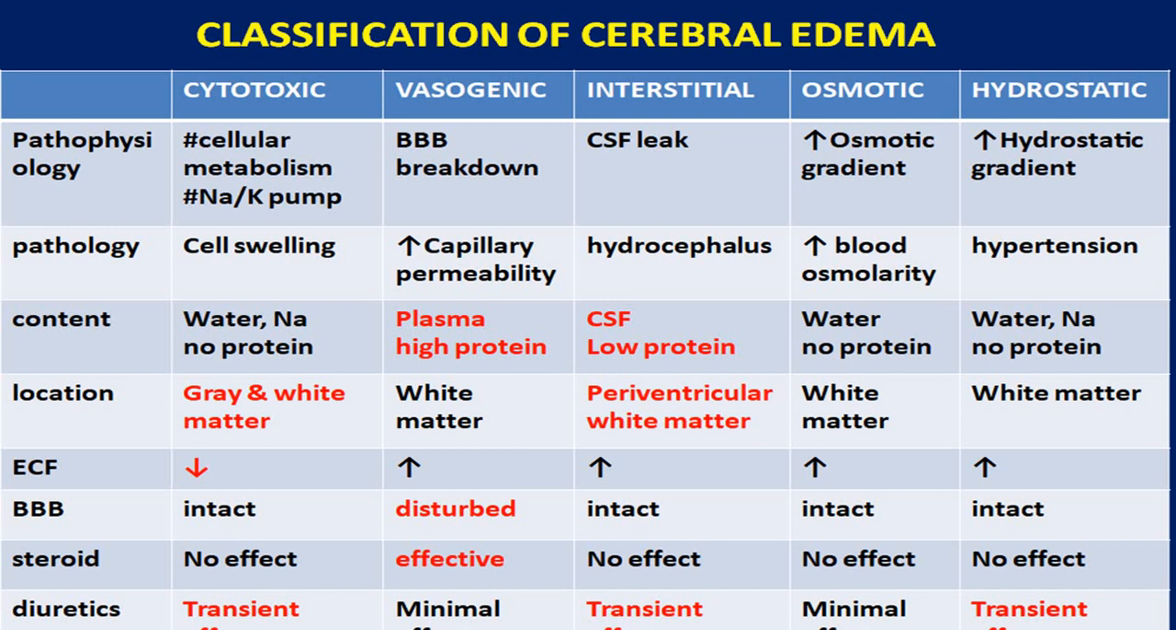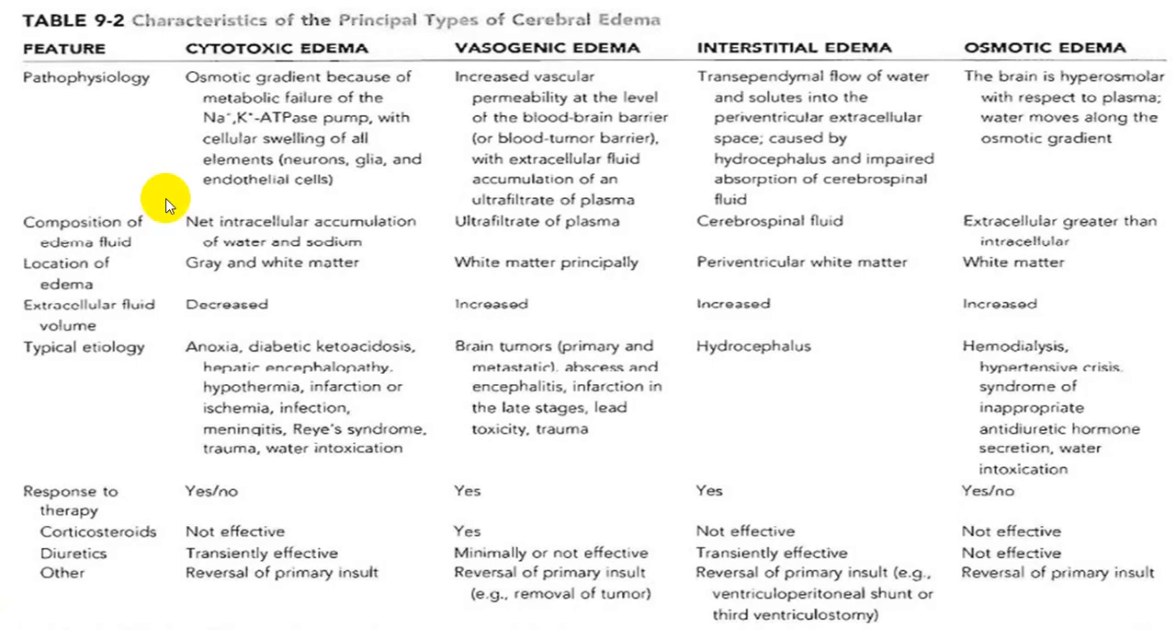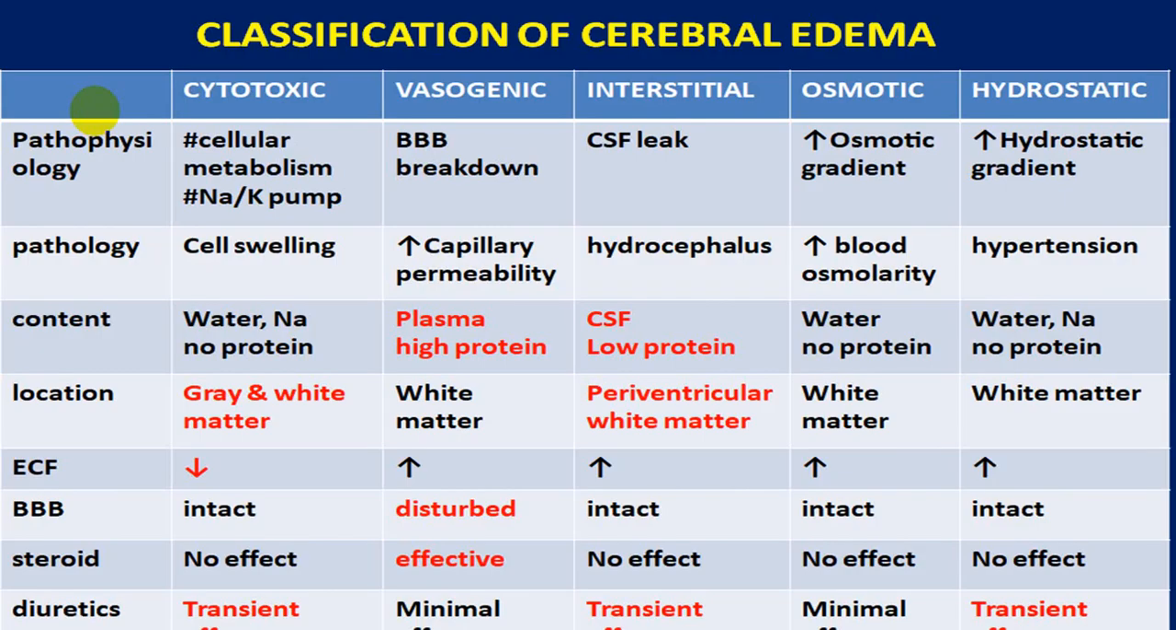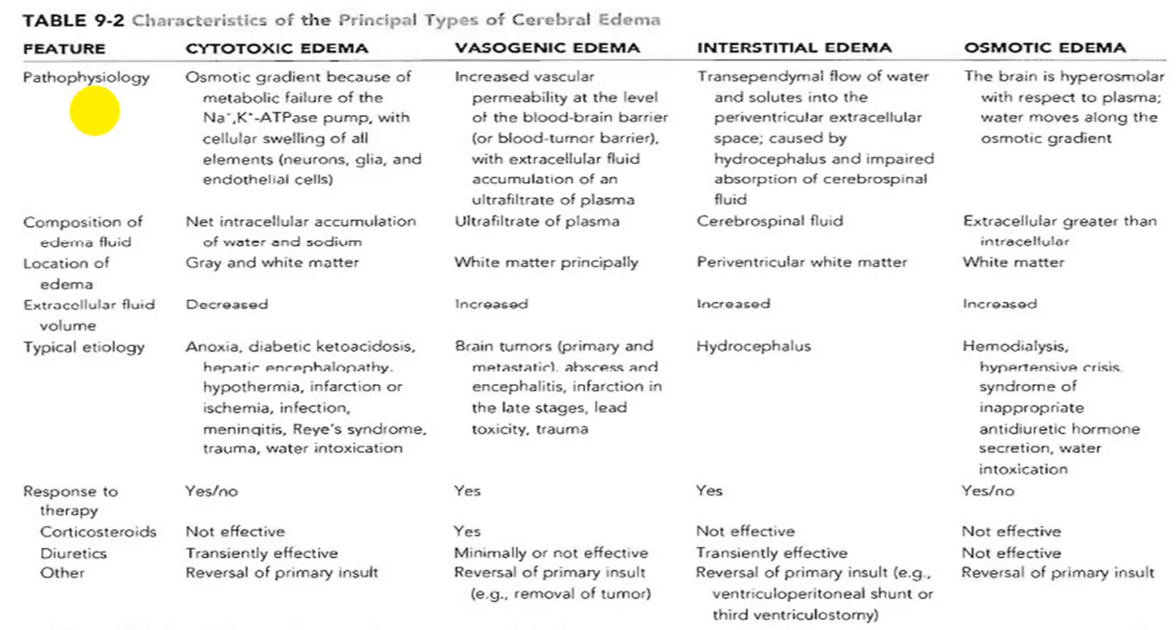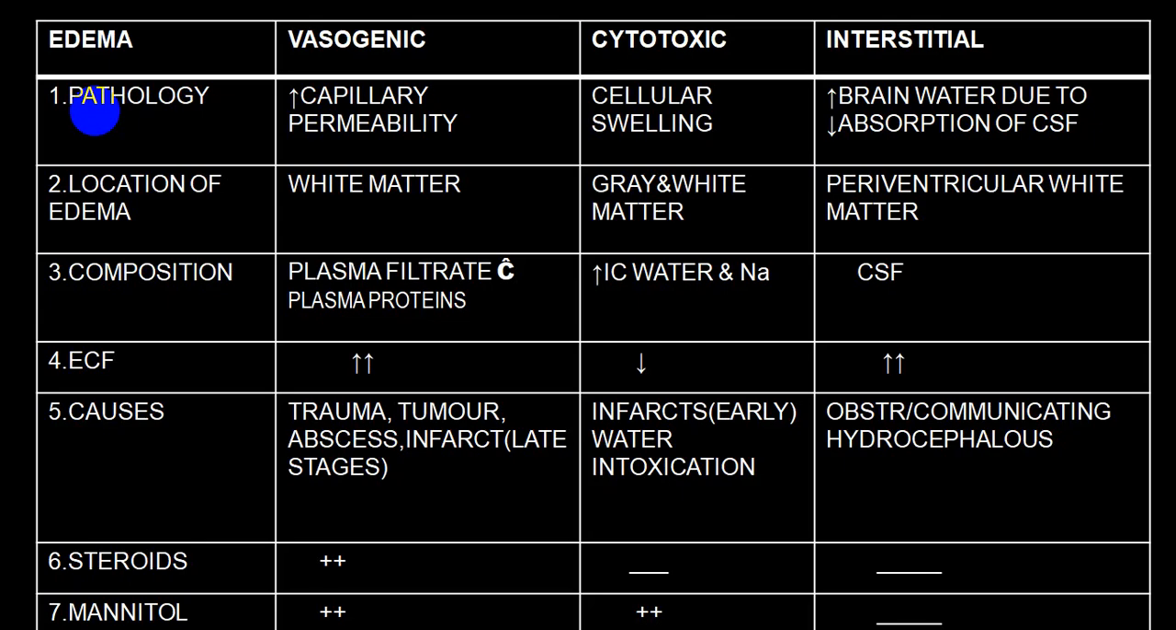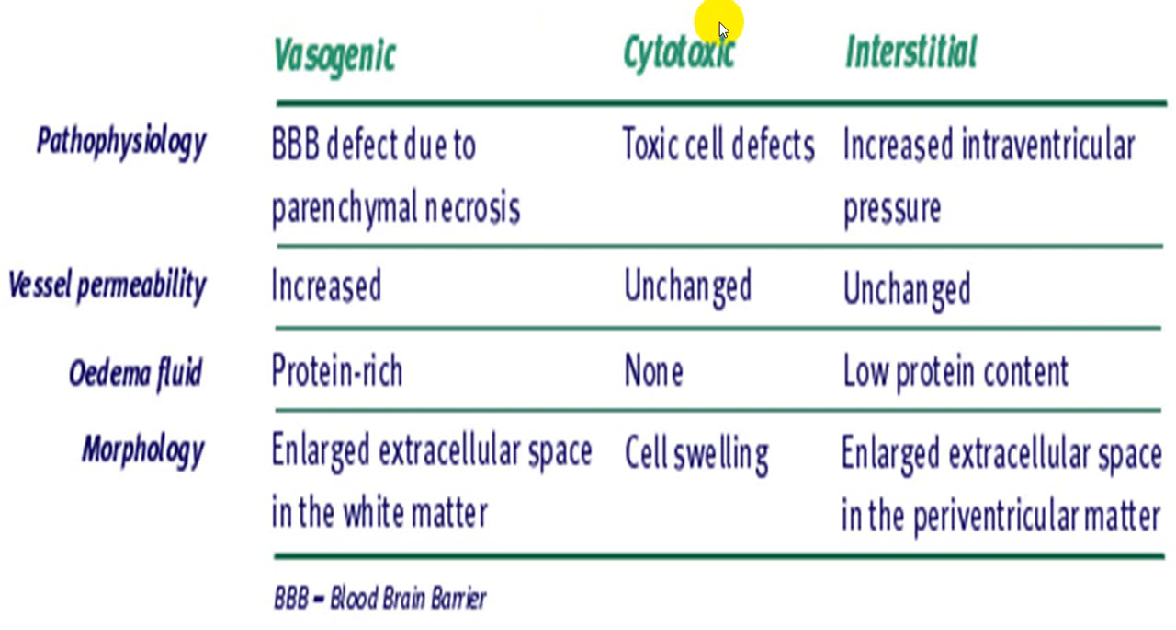This is a very good slide. At your leisure time you can go through it, and you will understand all the five different varieties of cerebral edema. The same thing is explained in a little more detail. At your leisure time you can go through. Almost the majority of the material is explained in a very simplified way in this particular slide. Here is a comparison of four varieties: cytotoxic, vasogenic, interstitial and osmotic. This is again the same: vasogenic, cytotoxic and interstitial.